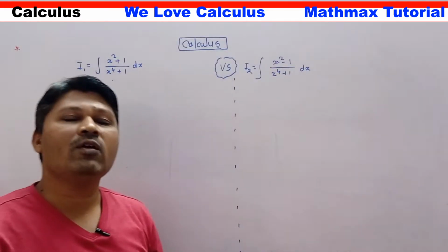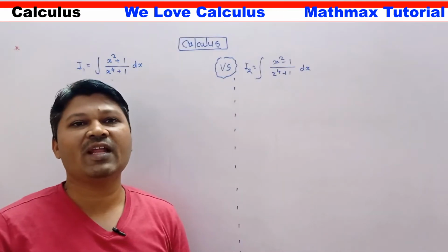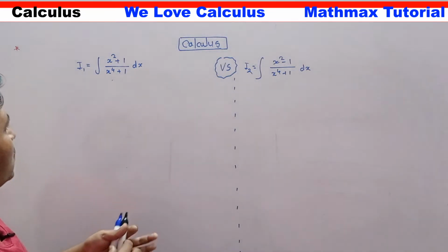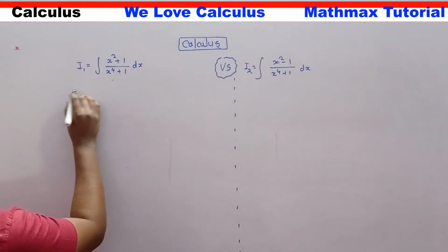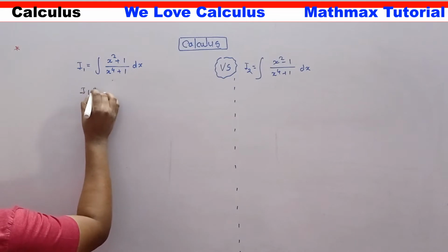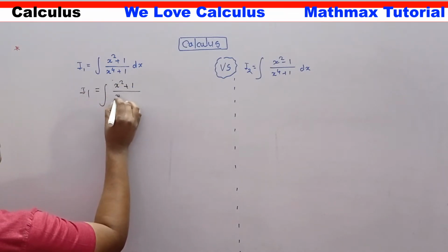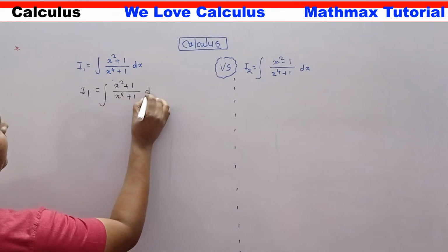If you want the simple solution, watch the video till the end to see the difference between these integral terms. Let's first solve the I1 integral. I1 is equal to the given integral, (x square plus 1) divided by (x raised to 4 plus 1) dx.